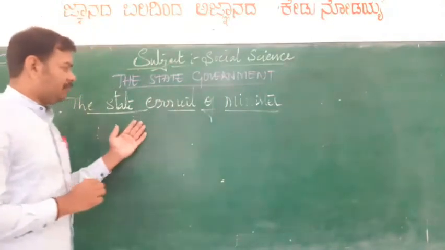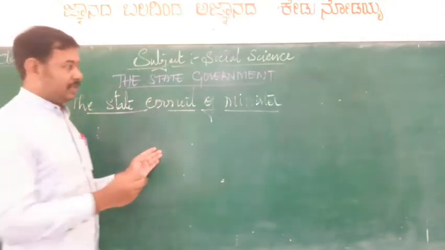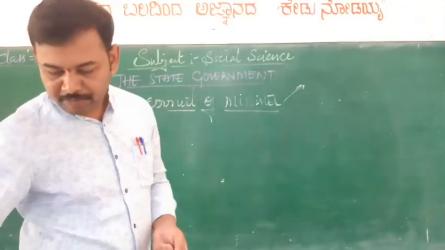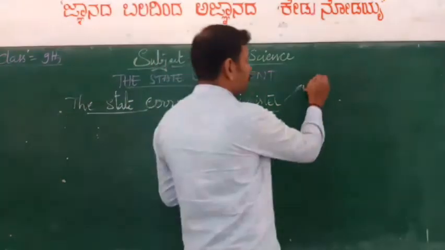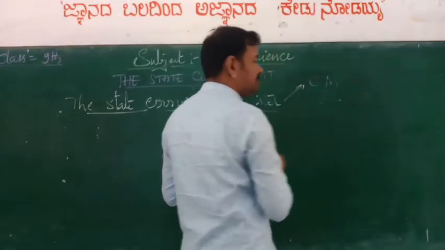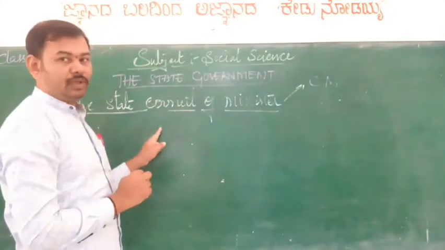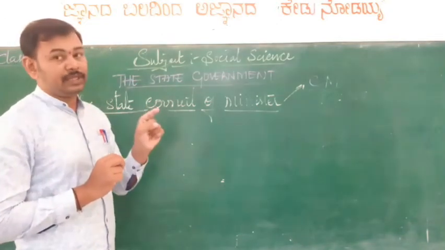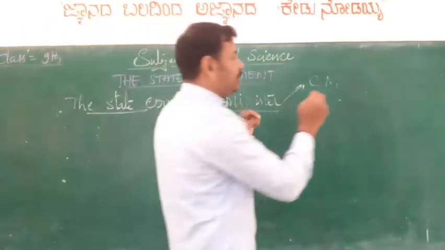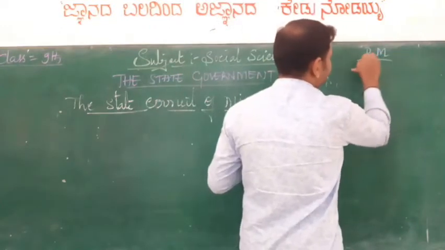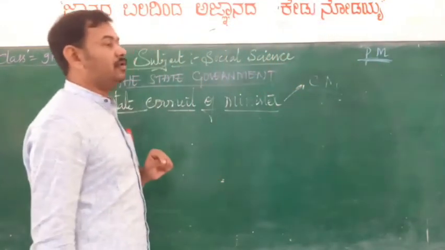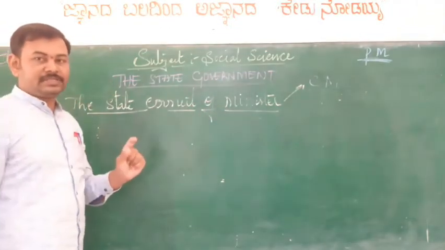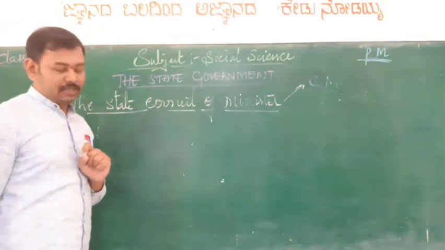So, who will be the head of the council of ministers in the state? Yes, who is that? The chief minister. The chief minister will always be the head of a council of ministers in the state. Whereas, who will be the head of the council of ministers in the union? Yes, in the union, PM. PM will always be the head of a council of ministers in the union government. PM refers to Prime Minister.